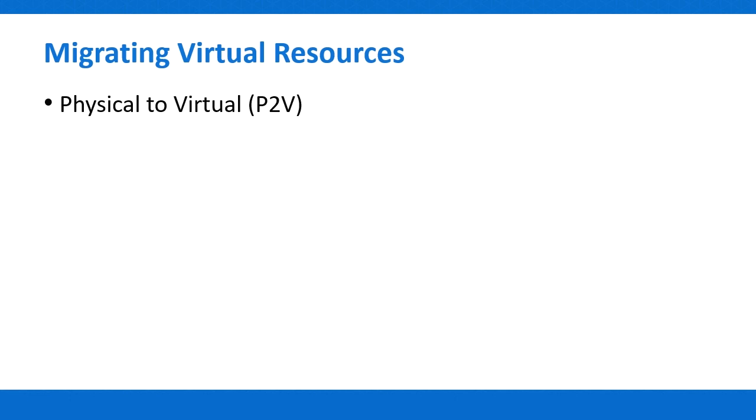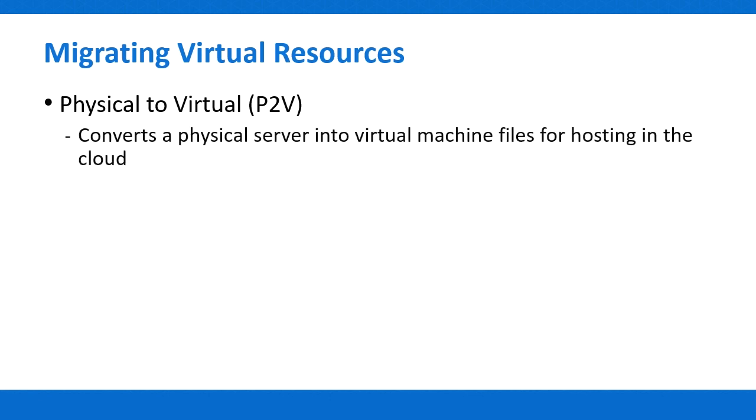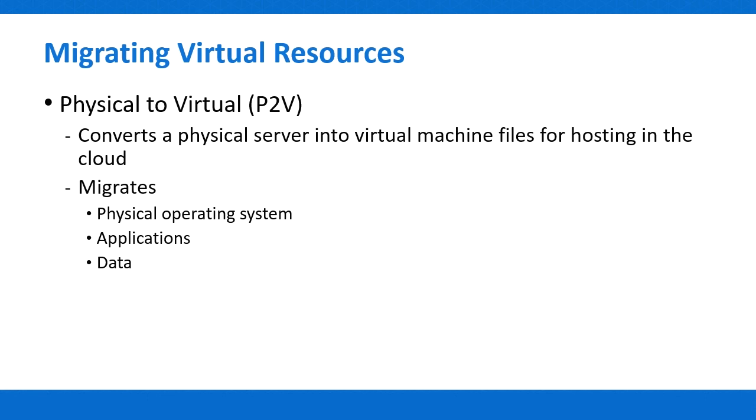The physical to virtual type of migration is fairly easy to contemplate based on the name. It converts a physical server into virtual machine files. Those virtual machine files can then be hosted in the cloud. It is going to migrate the physical operating system, it's going to migrate applications, and it's going to migrate data. It essentially takes all of those and puts them into a virtual machine.